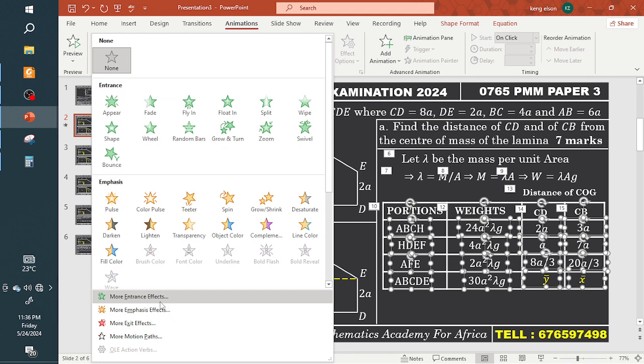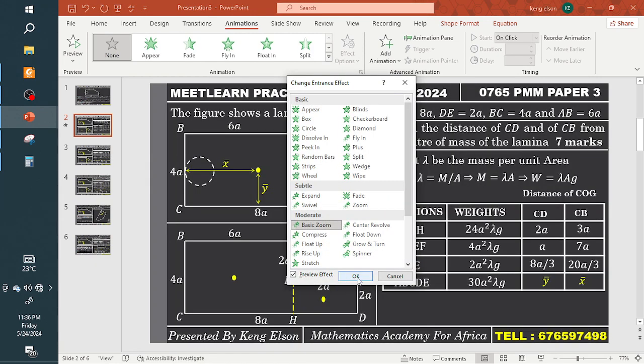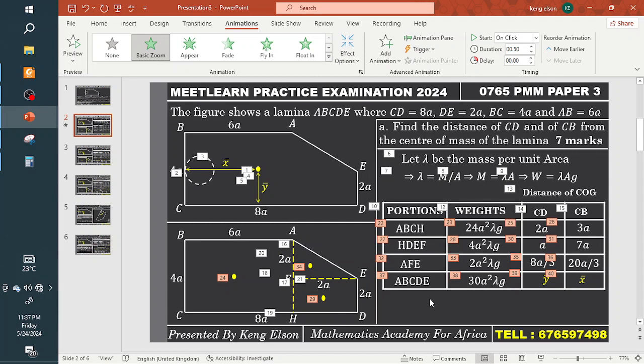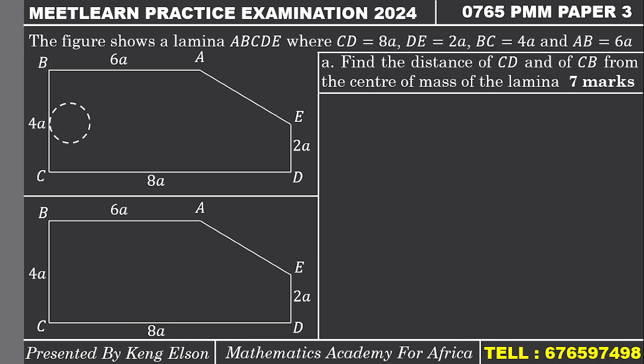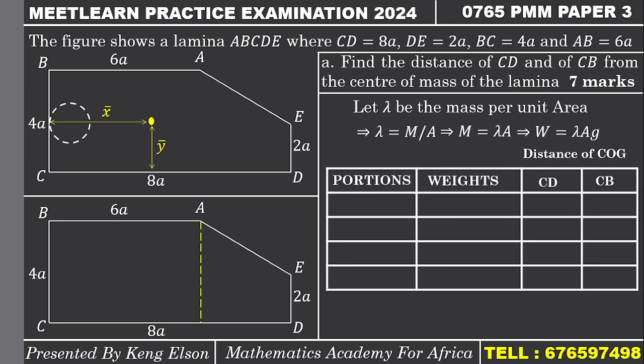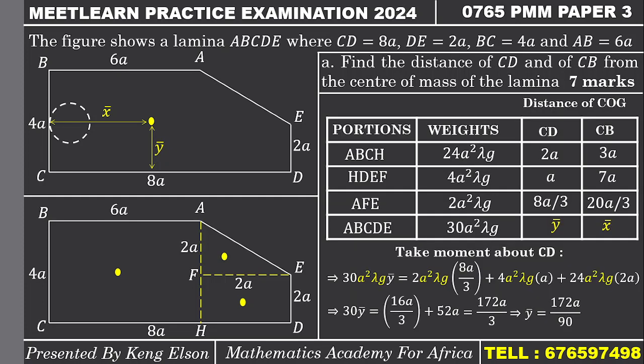So you see, I selected everything. Basic zoom, okay, animation pane, right click on the second, start on click. Everything starts on click. All right, now we can play the slide. You can play the slide to see exactly what is there. So if I start, that is how I'm going to be explaining. So after dividing, talk about the distance. All right, successfully done with this slide.